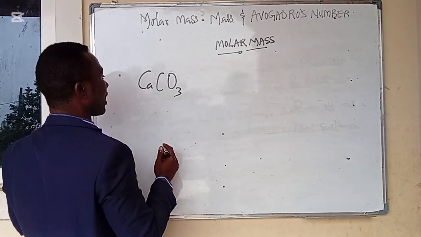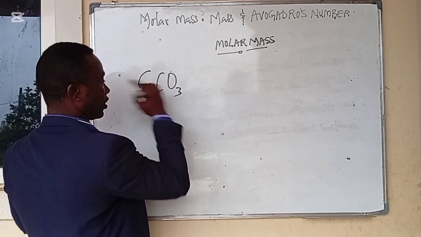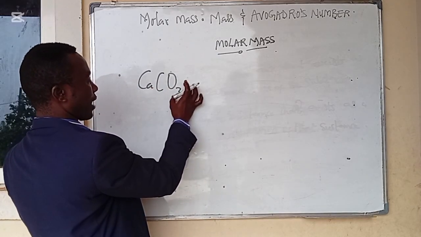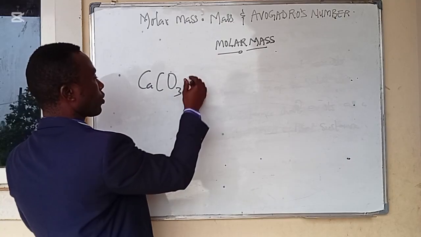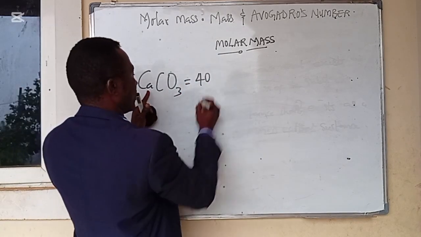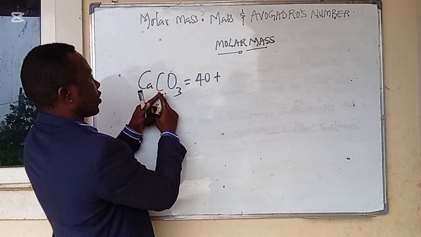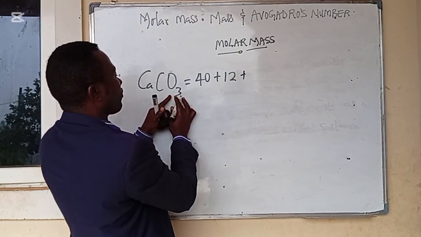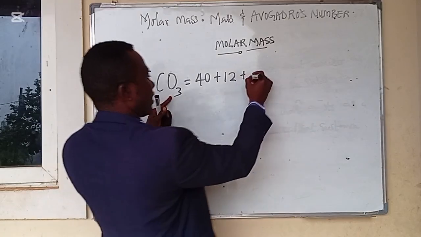So what does it simply mean? The molar mass of calcium trioxocarbonate(IV) will be equal to the molar mass of calcium, which is 40, plus the molar mass of carbon, which is 12, plus the molar mass of O3. O3 is what?